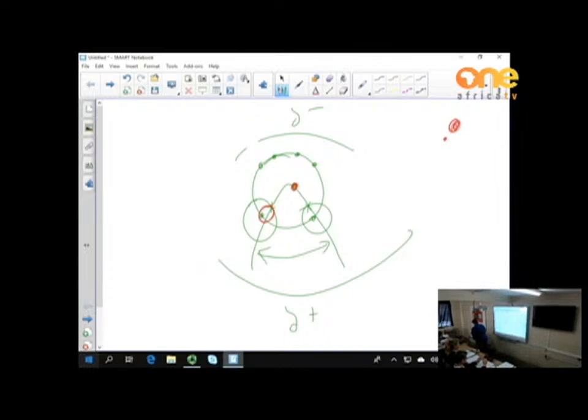The next type of bond that we must have a look at is the ionic bond. Just want to see something before I get there. Okay, I've got another note for you because we need to know about the forces between particles.